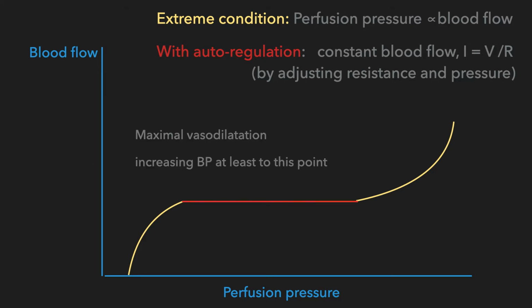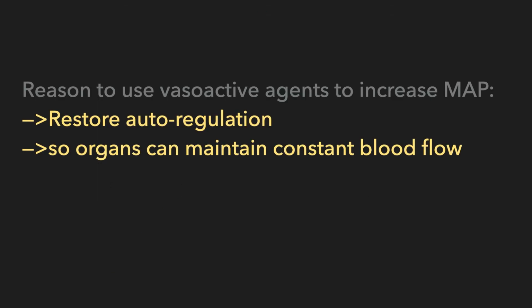What we do as critical care physicians when we use vasopressors is literally to increase the blood pressure to a point where your patient's blood pressure and perfusion pressure is in the red zone. That means you allow the organs to preserve autoregulation to regulate the blood flow themselves. And so the reason to use vasoactive agents to increase MAP is to restore autoregulation so the organs can maintain constant blood flow.